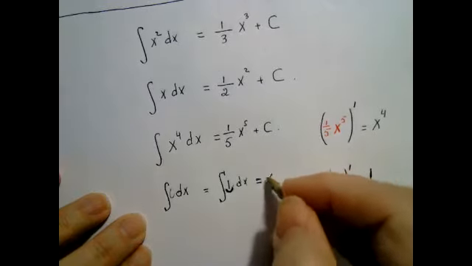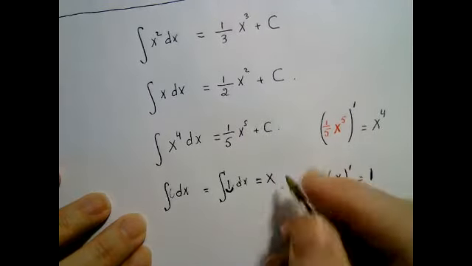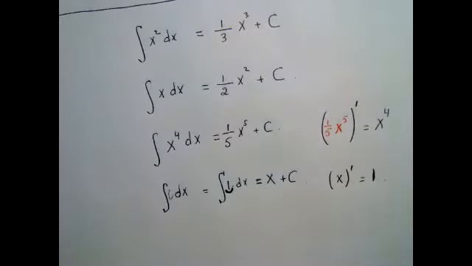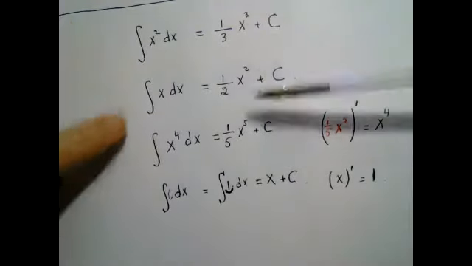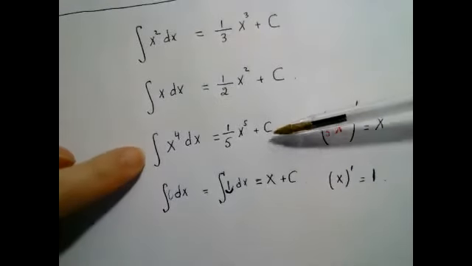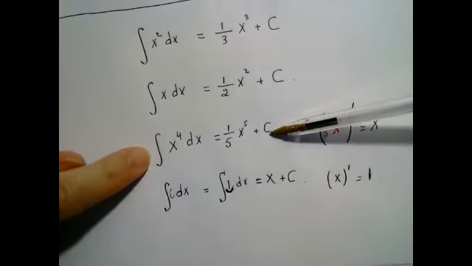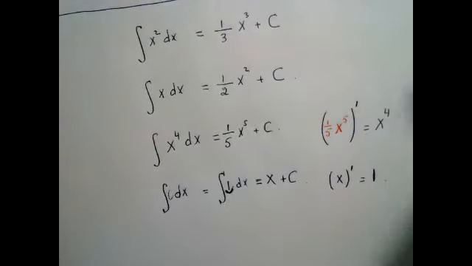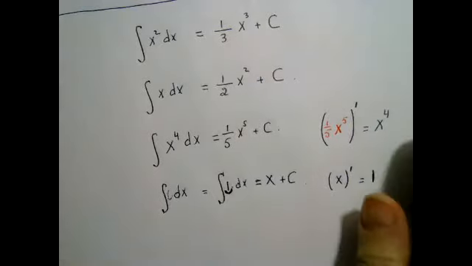Absolutely x, because the derivative of x is 1. Now, this pattern, of course, the antiderivative of x squared is 1/3 x cubed, the antiderivative of x^4 is 1/5 x^5, suggests a certain rule that we're going to call the power rule for antiderivatives. And that's going to be the first rule we're going to have today. So the first rule is the following.